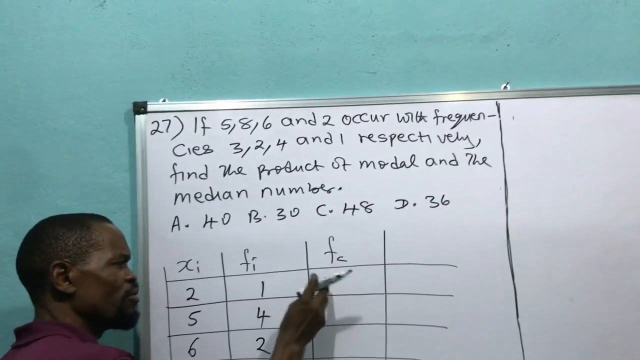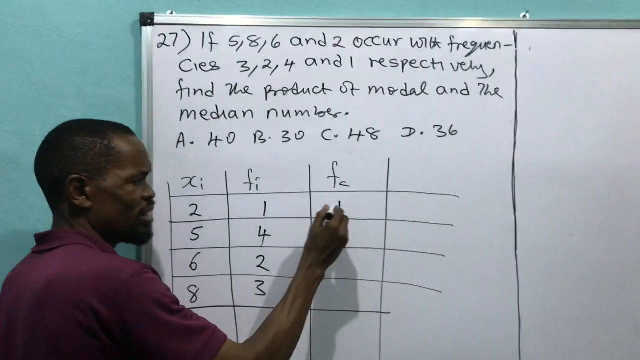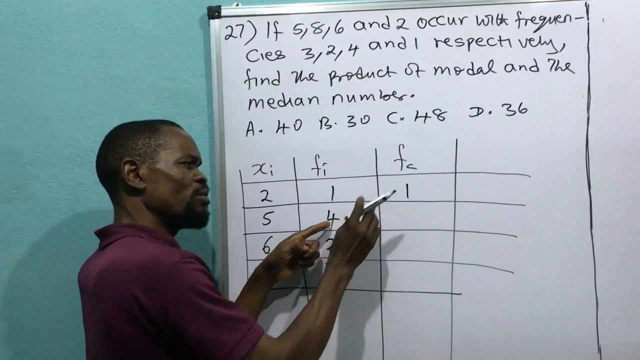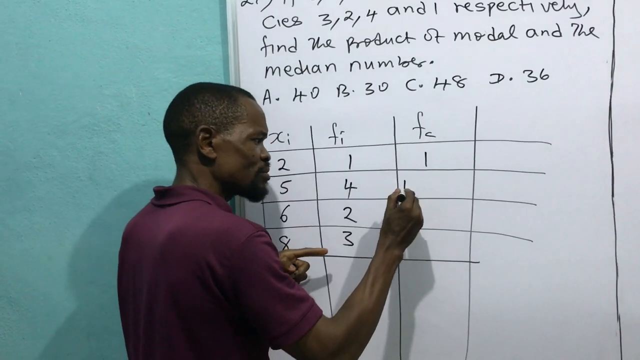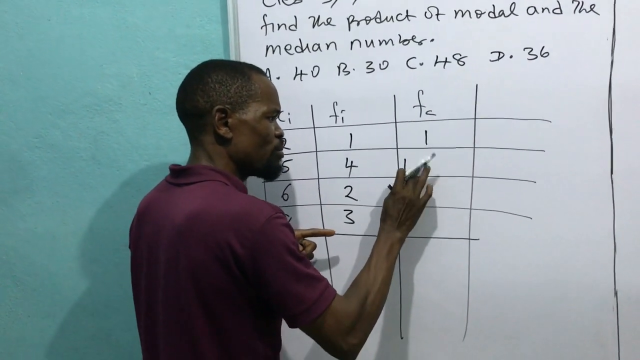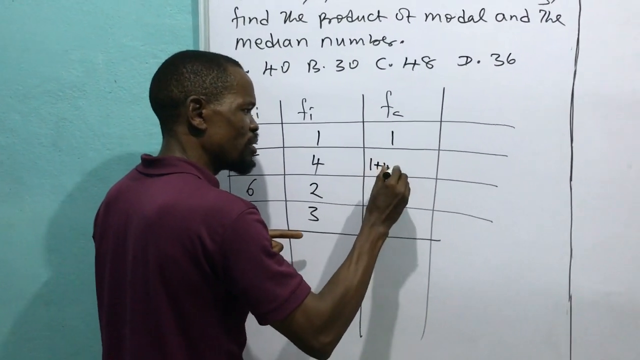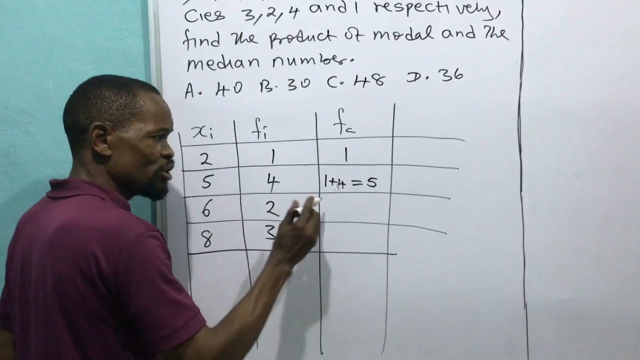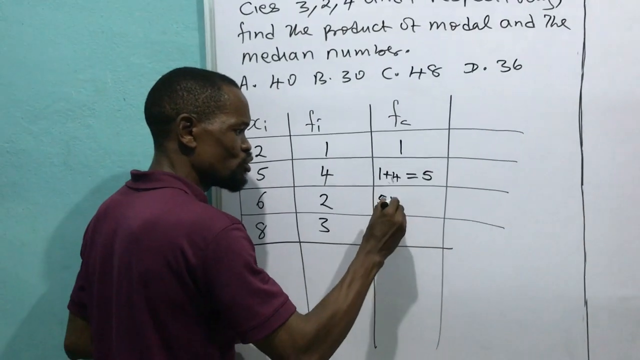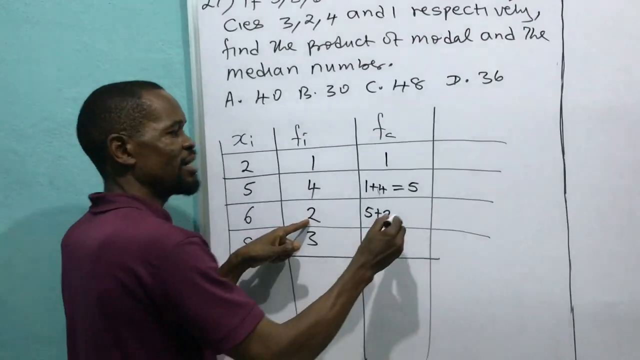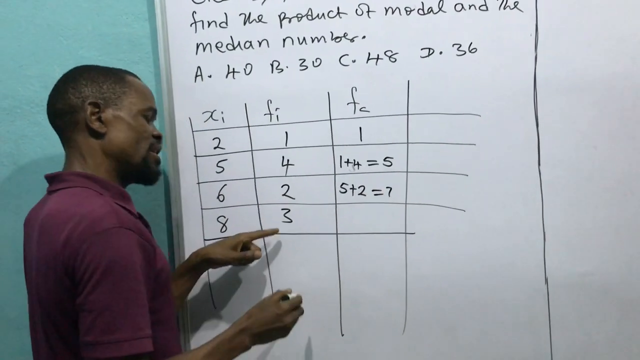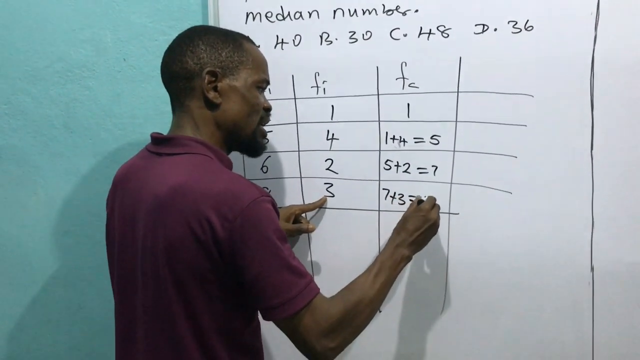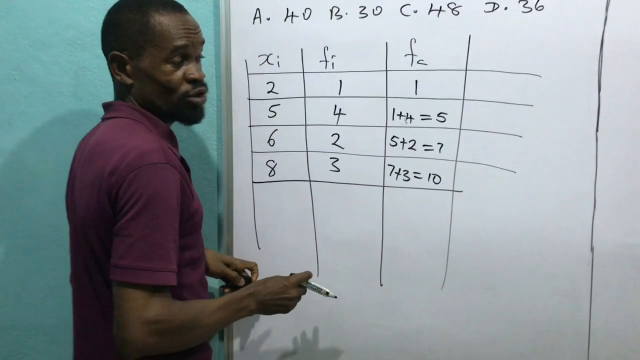What's the cumulative frequency of the first row? 1. This first row, 1. The second will be this 1 plus 4. That gives me 5. Are you getting what I'm saying now? The next one should be 5 plus 2. That gives me 7. The third one should be 7 plus 3. That gives me 10. That's my cumulative frequency.